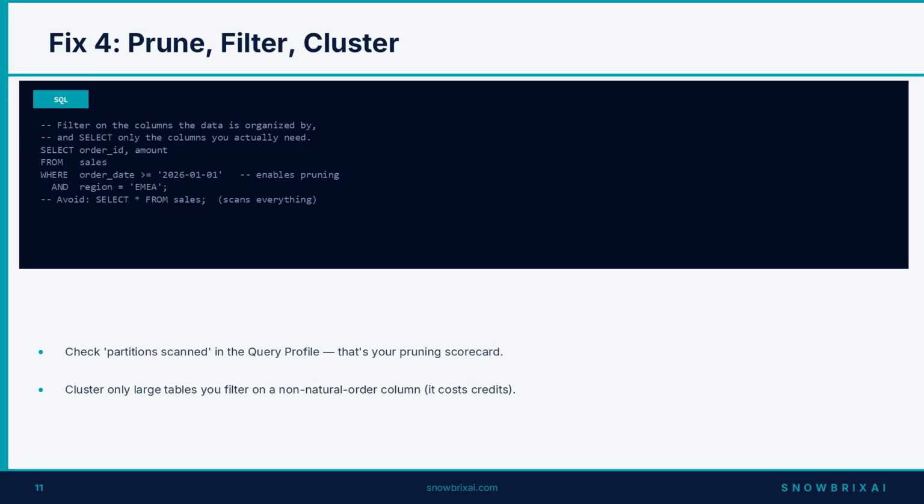Then check the query profile. Look at partitions scanned. That number is your pruning scorecard. Fewer is cheaper, and cluster only large tables you filter on an odd column. Because clustering itself costs credits, do not cluster everything.